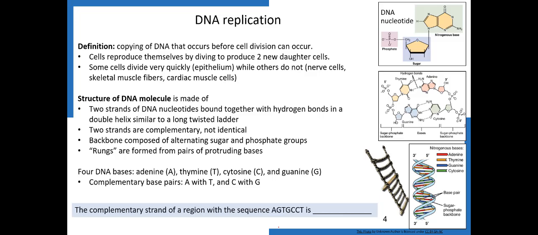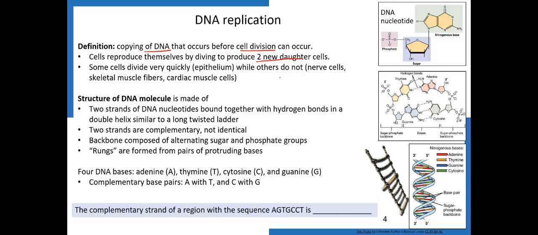One thing that DNA does is it replicates, it divides, it copies itself, right? So DNA replication is defined as the copying of DNA that has to occur before cell division occurs. Cell division is when cells split themselves, divide themselves to produce two new identical daughter cells.